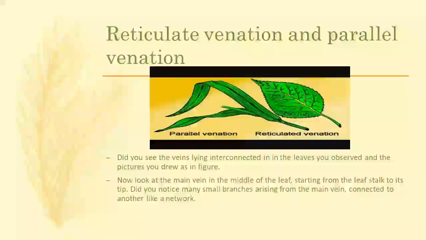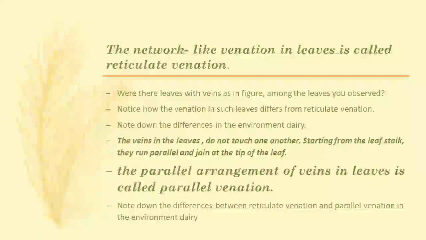Reticulate venation and parallel venation. Did you see the veins lying interconnected in the leaves you observed and the pictures you drew as in the figure? Now look at the main vein in the middle of the leaf, starting from the leaf stalk to its tip. Did you notice many small branches arising from the main vein connected to one another like a network? The network-like venation in leaves is called reticulate venation.